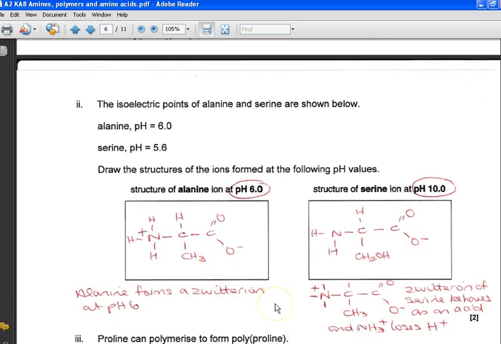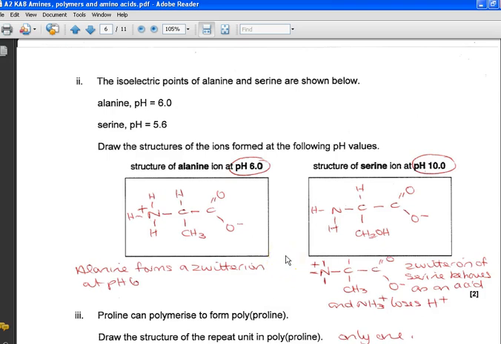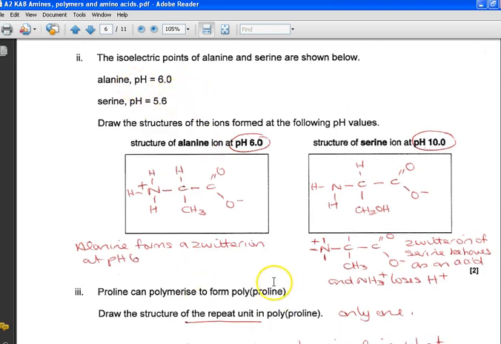Isoelectric points, basically you need to learn how the amino acids behave, what they form at their isoelectric point, and then how they behave if they're in an acid or an alkaline solution, which is what you're given here. So you're told the isoelectric points of these two amino acids. You're asked to draw the structure of alanine at pH 6, which is its isoelectric point, which means it's forming the zwitterion. So you've got the positive, the hydrogen from the oxygen has protonated the nitrogen, so you've got your positive charge there, your negative, that's your zwitterion.